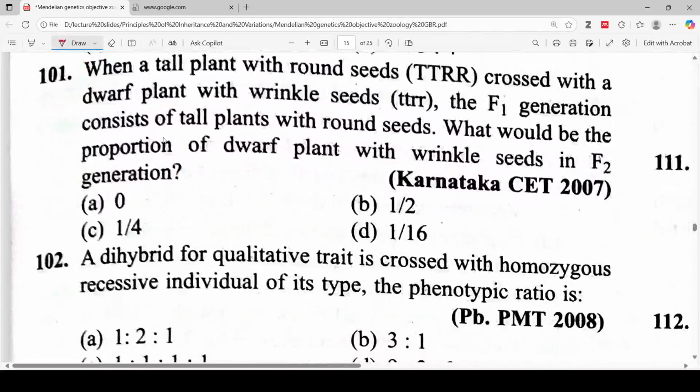Next question. When a tall plant with round seeds is crossed with a dwarf plant with wrinkled seeds, the F1 generation consists of tall plants with round seeds. What would be the proportion of dwarf plants with wrinkled seeds in F2 generation? So the correct answer is D.